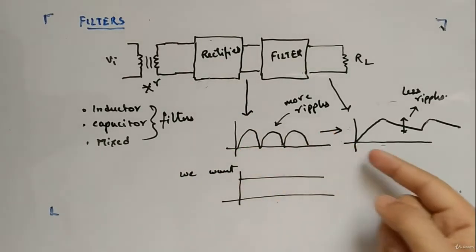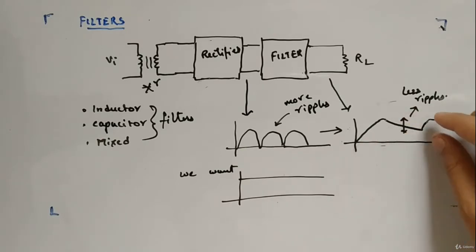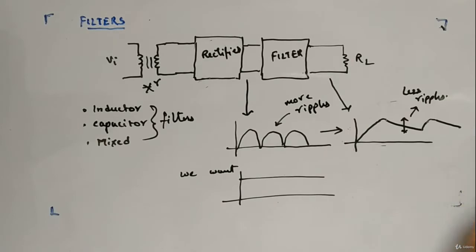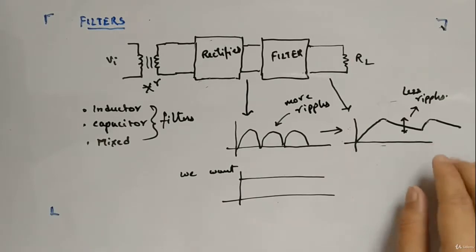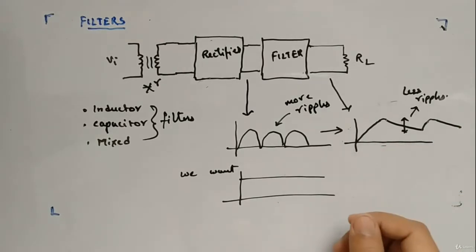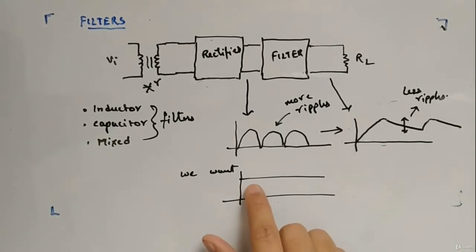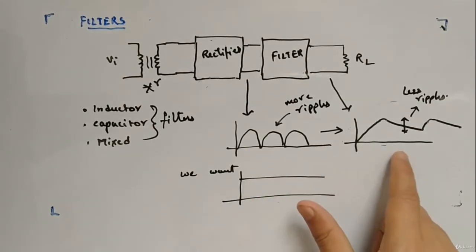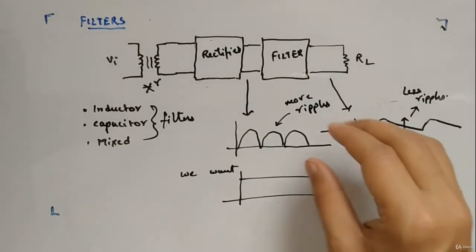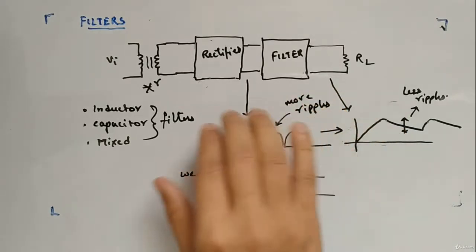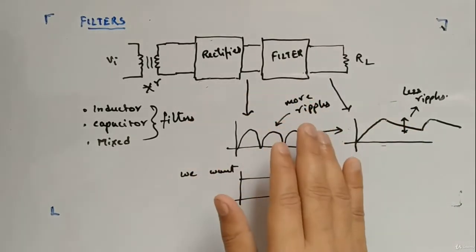So you can see it has very less ripples, the amplitude has been smaller. If you go on like this in the signal, you will have very less ripples, which is good, which is what we want. Which is helpful for making this signal DC. So that will be our concern, and filters will be added between the load and the rectifier.